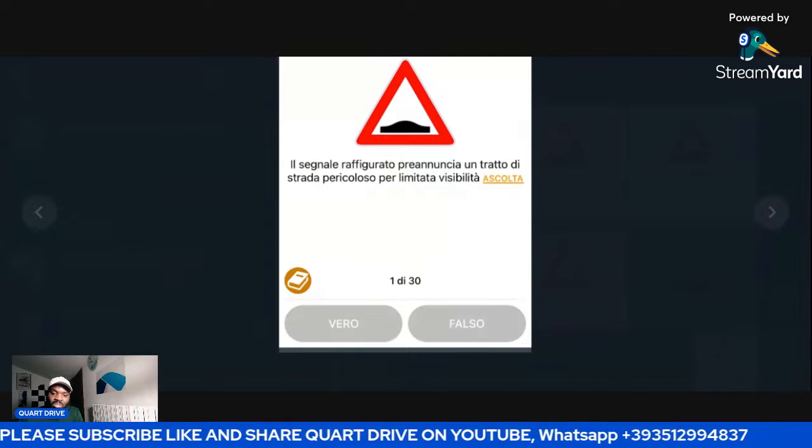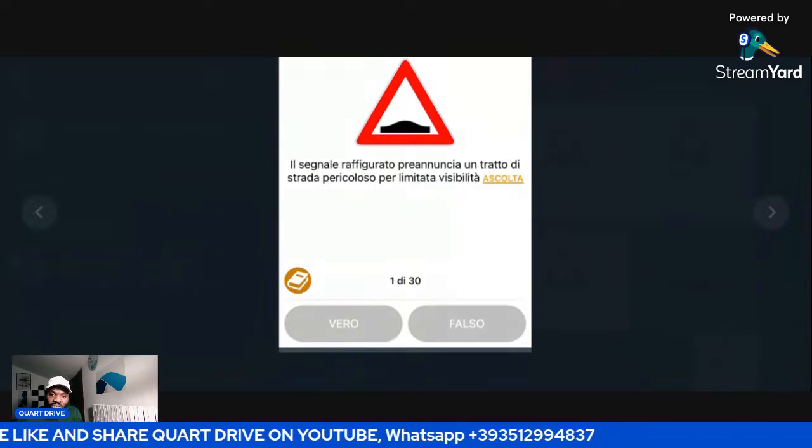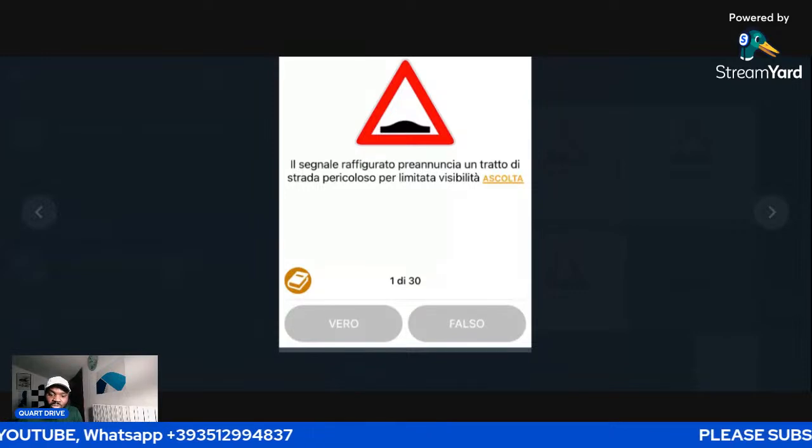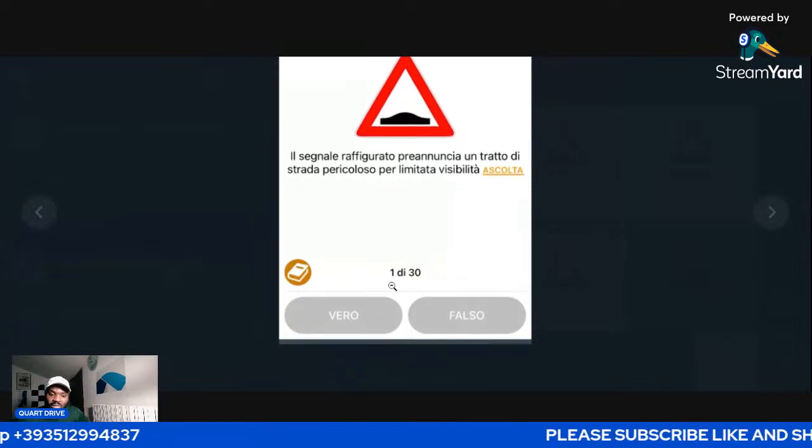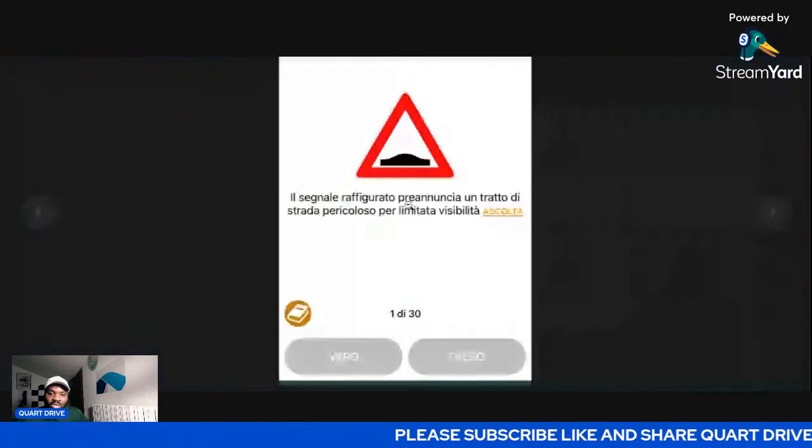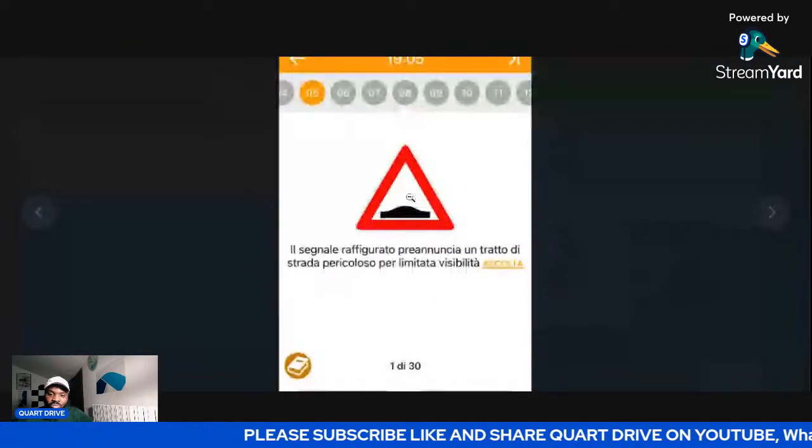It allows cars to reduce their speed. That is dosso. So this one is not limited visibility. So the 8th question here is falso. It is not vero.